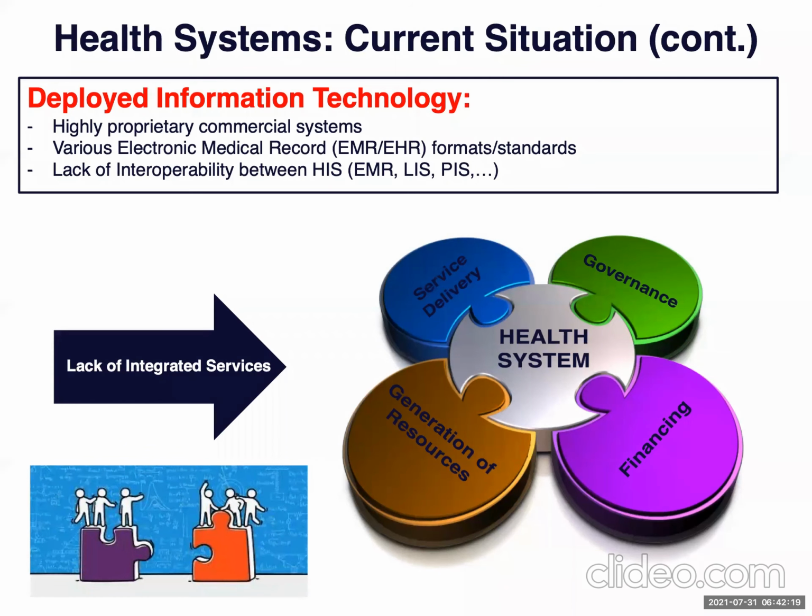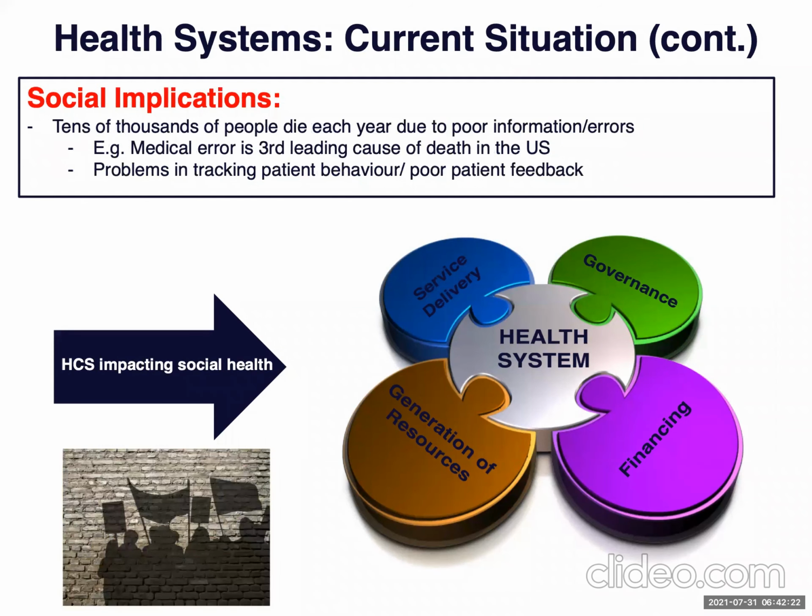The next problem is the implications of all this misalignment of IT and the standards, the way we're not making use of the data. The social implications are very drastic. For example, medical errors are the 3rd leading cause of death in the US. Although we are using a lot of IT, and I'm talking about the developed countries, medical errors are still the 3rd leading reason for death in the US.